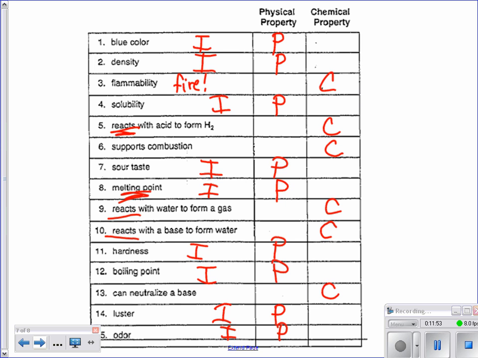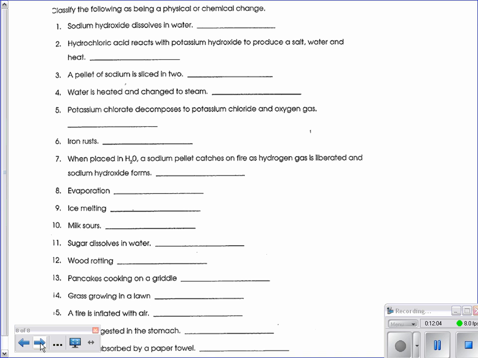Okay, so now we've looked at the properties, and there's kind of a fuzzy little transition between properties and changes, but this was just thinking about the properties. Now we think about these things occurring. Is this a physical change or a chemical change? So first one, sodium hydroxide dissolves in water. Physical, there's our key word, dissolves. Hydrochloric acid reacts with potassium hydroxide, chemical.